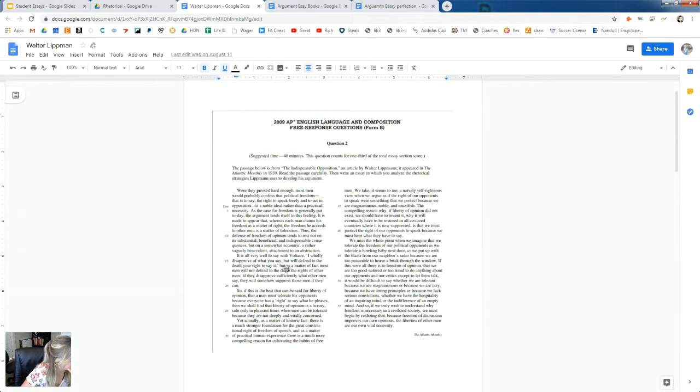It is all very well to say, 'Voltaire, I wholly disapprove of what you say, but will defend to the death your right to say it.' But as a matter of fact, most men will not defend to the death the rights of other men if they disapprove sufficiently of what the other men say. They will somehow suppress those men if they can. So if this is the best that can be said for the liberty of opinion, then a man must tolerate his opponents because everyone has a right to say what he pleases. Then we shall find that liberty of opinion is a luxury, safe only in pleasant times where men can be tolerant because they are not yet deeply, vitally concerned."